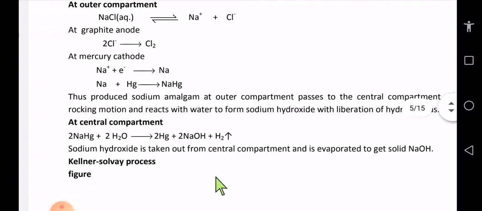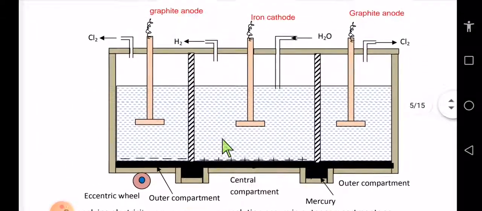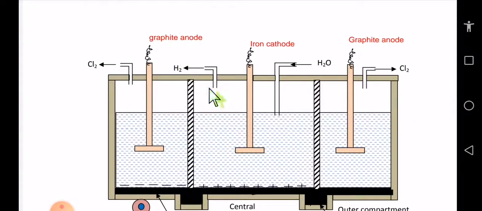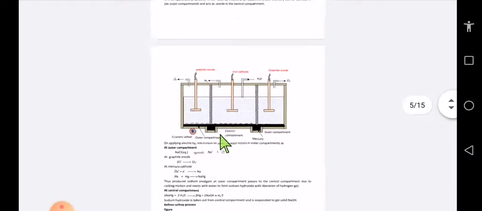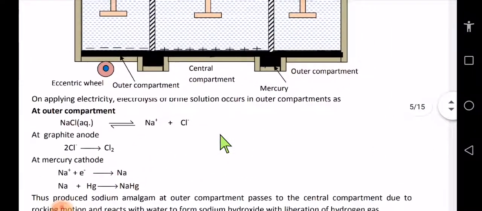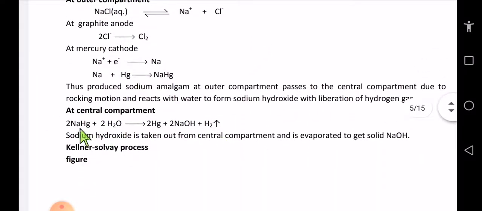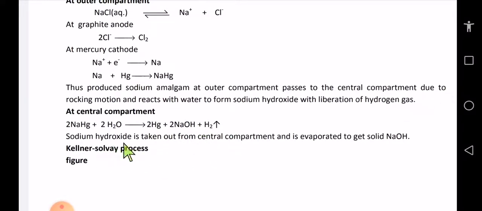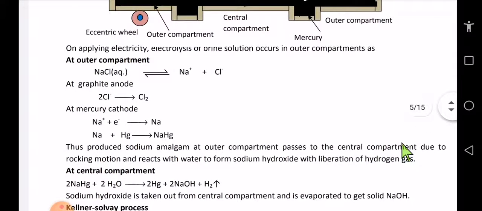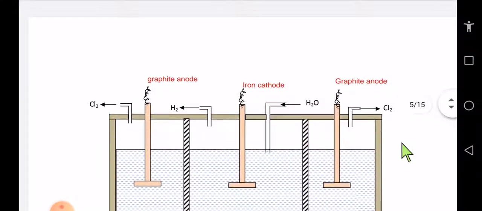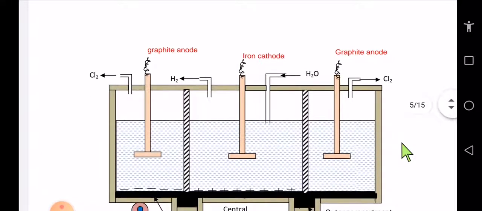This hydrogen gas escapes out from the outlet of the central compartment. Now the reaction occurs like this: NaHg plus H2O gives Hg plus NaOH. Sodium hydroxide is taken out from the central compartment and is evaporated to get solid NaOH. In this way, caustic soda is manufactured by the Castner-Kellner process.